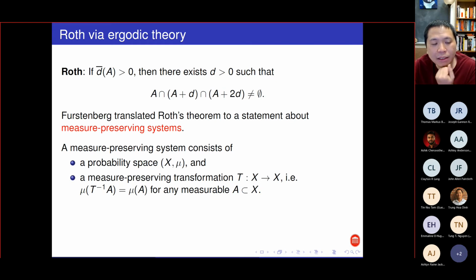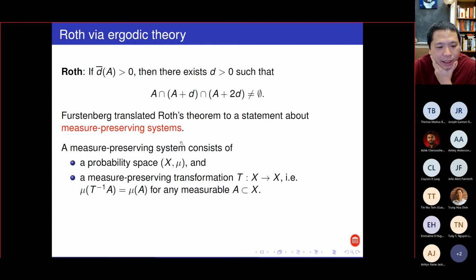So what is a measure preserving system? A measure preserving system consists of a probability space. You have a space, or just any set, on which you have a measure, and the measure of the whole space is 1. That's a probability space. Besides that, we have a measure preserving transformation. What is that? It's a map from the space to itself with the property that the inverse image of any set has the same measure as the set.